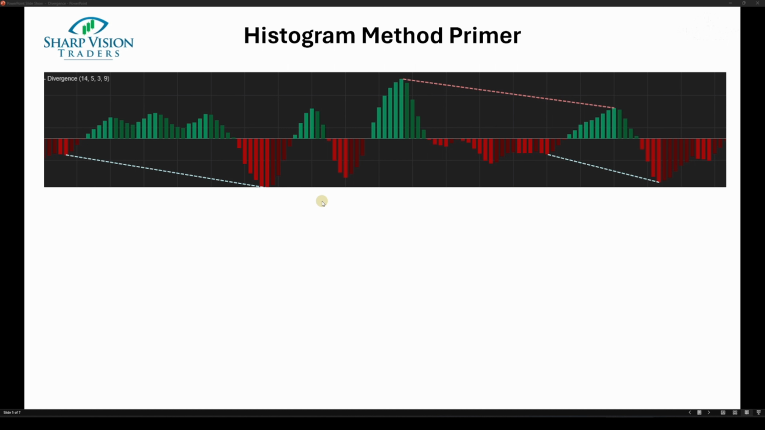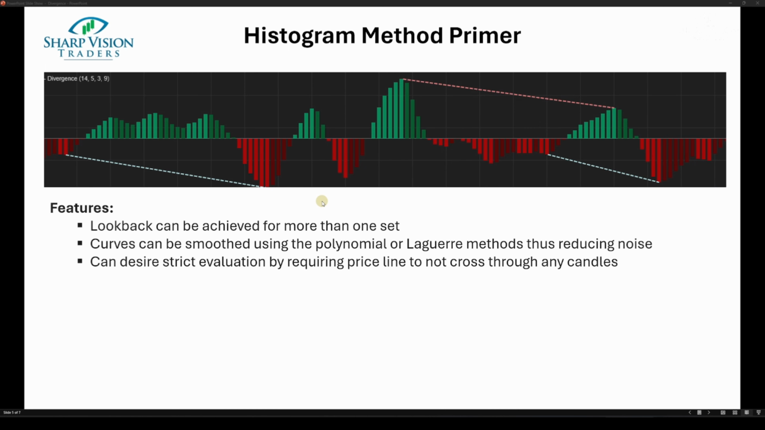Our algorithm includes features designed to limit false signals, such as curve smoothing, which helps reduce noise. Additionally, a unique aspect of our divergence indicators is the option to set strict criteria. If a divergence line crosses the price line, the evaluation is discarded, ensuring more reliable signals.